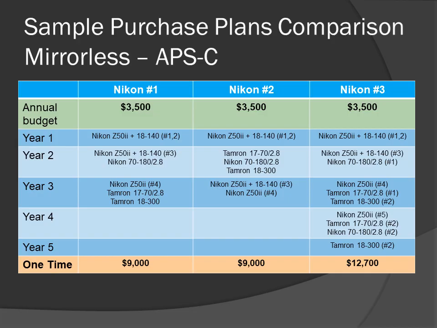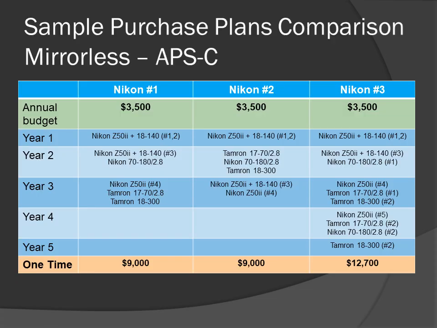Here is a sample purchasing plan comparison. We have 3 kits. Plan 1, 2, and 3. Plans 1 and 2 have the same gear. The only difference is when you buy the different pieces of equipment. In Plan 3, we increase the count. Instead of 4 cameras, we now have 5 cameras. Instead of just 1 of each specialized lens, the gym, night field, and baseball, we have 2 of each.